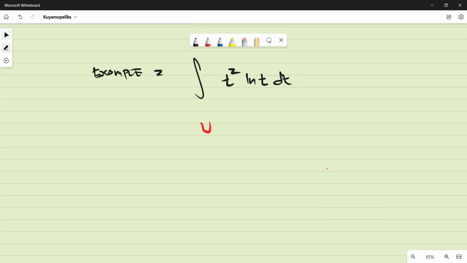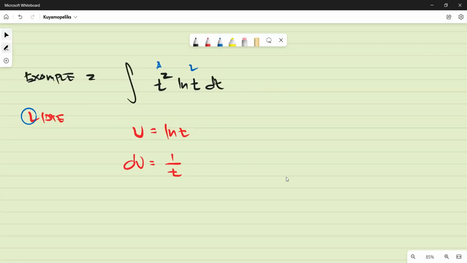Base sa LIATE, balikan natin yung LIATE para lang may reference. Ang functions na available dito, meron tayong logarithmic and meron tayong algebraic. Base sa LIATE, ang priority natin si L or si logarithm. So therefore, ln t yung ating U. Ano ang derivative niyan? 1 over t. Now, let's get yung dv. Ano yung dv natin sa function na yan? Definitely, yung t squared dt.